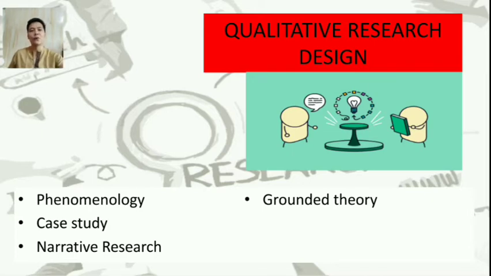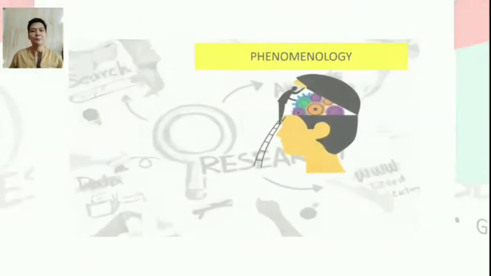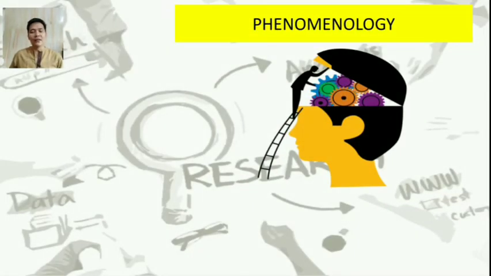So we'd rather focus on these four, which are firstly phenomenology, secondly case study, third narrative research, and then last, the most complicated one, grounded theory. So we basically start first with phenomenology.